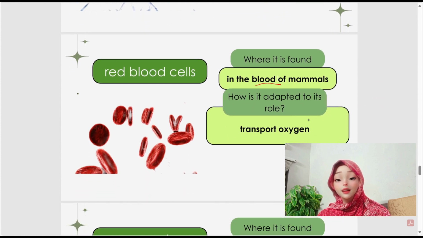Next, here are the red blood cells. Red blood cells are present in the blood of mammals, and they are responsible for the transport of oxygen, because red blood cells contain a red color pigment, hemoglobin, and hemoglobin transports oxygen around the body.